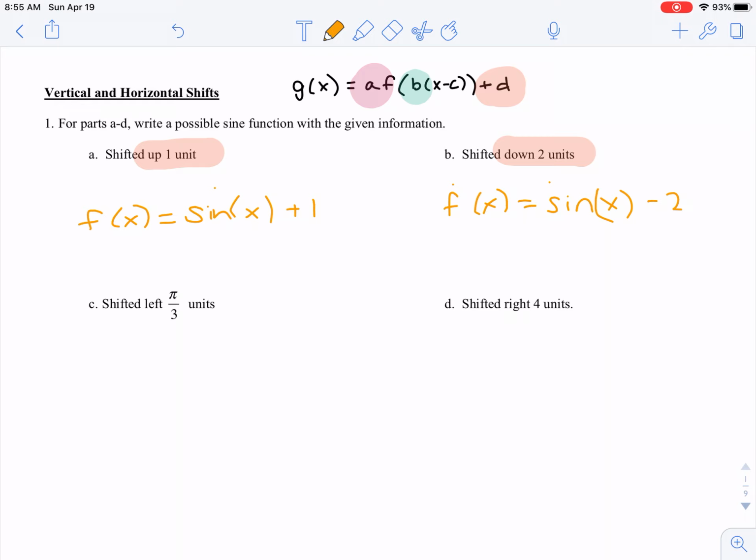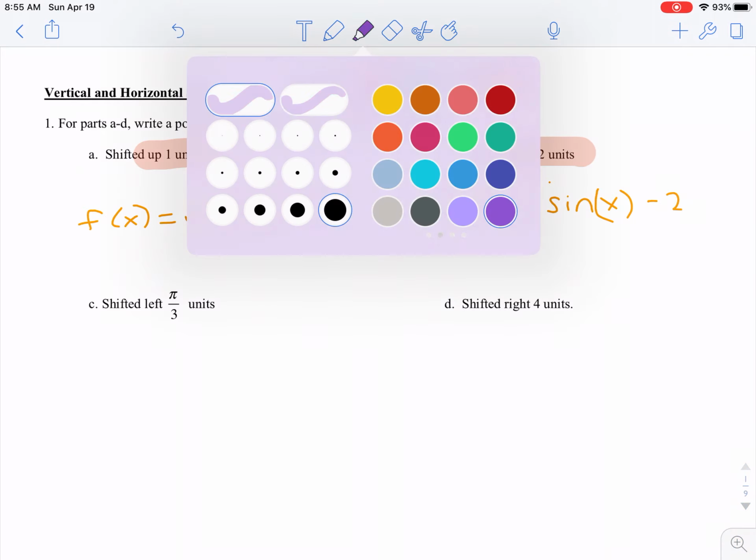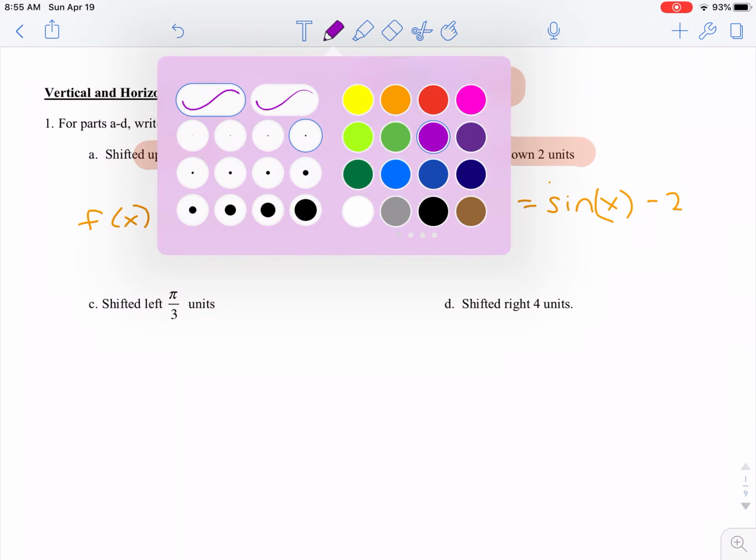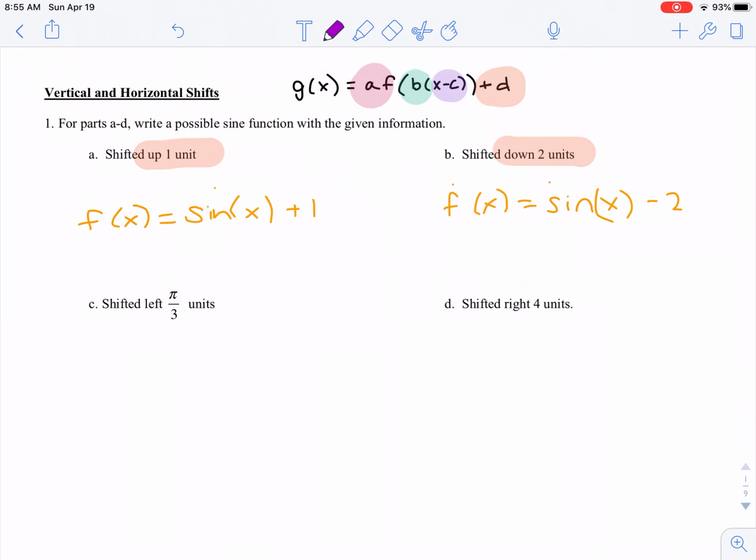Now, shifting left and right, we know, comes from the C value. Okay, so if I was going to shift a sine graph to the left pi over 3, I'm going to have it inside because we're going left and right. So I'm going to have pi over 3 here, and we just have to decide that because it's going left, we are going to put plus pi over 3.